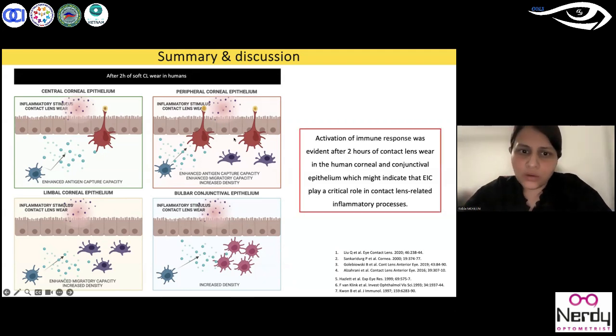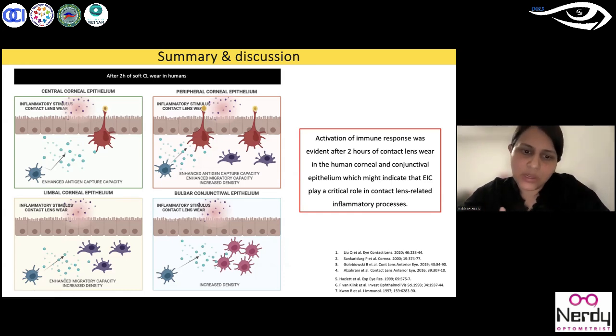So what we concluded from this study was that there is activation of immune response, that your immune cells get activated as soon as you put a contact lens on the eye, which might indicate that epithelial immune cells play a critical role in contact lens-related inflammatory responses.